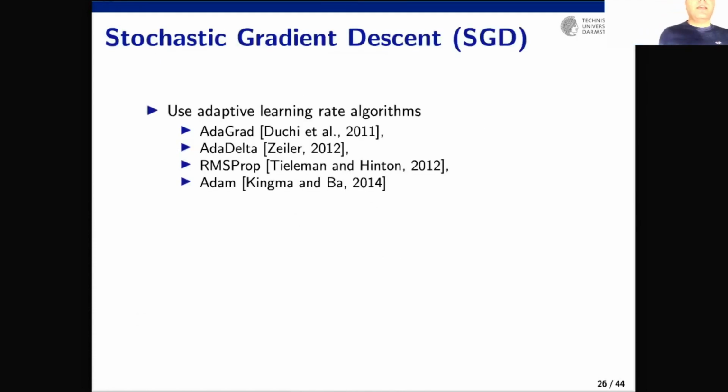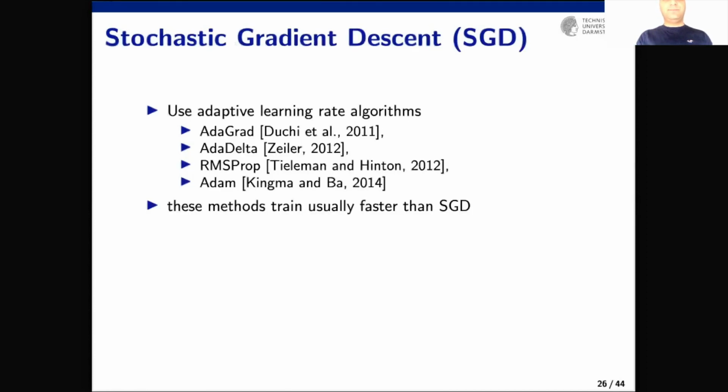Okay. So we can easily use some adaptive learning algorithms like AdaGrad, AdaDelta, RMSProp, or Adam. Adam is probably the most popular method for adaptive stochastic gradient descent.